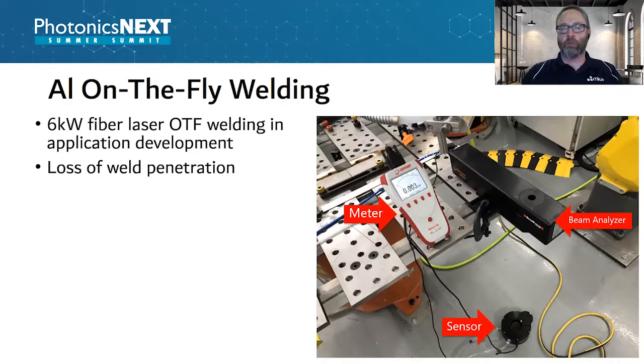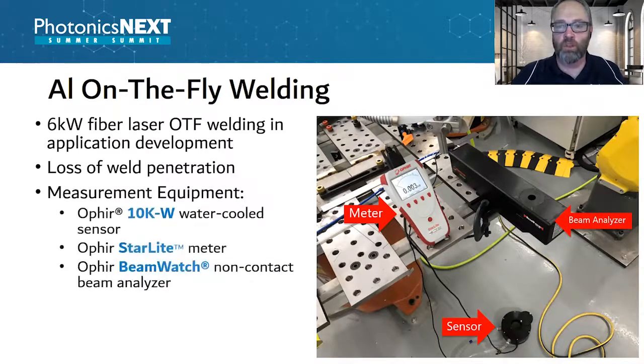What this particular lab was experiencing was a loss of weld penetration. It was a relatively long weld that was penetrating at the beginning of the weld. Then as the weld went on, there was loss of penetration. So they suspected some kind of focus shift, but they didn't really know exactly what was happening.